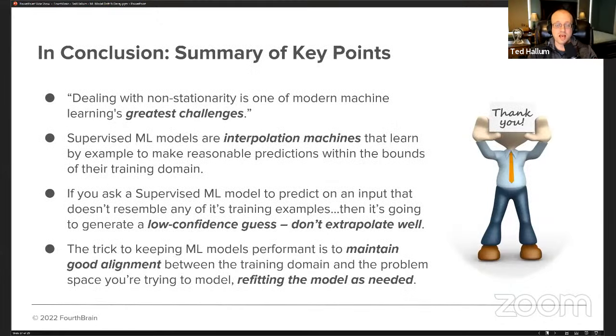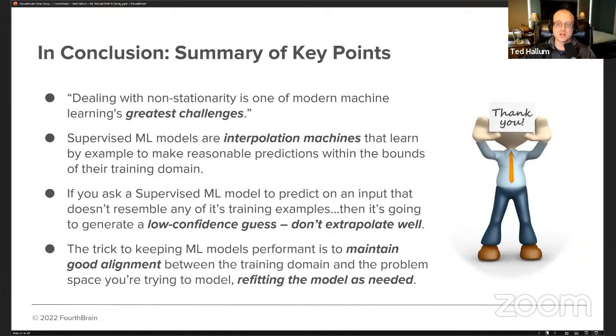Okay, so as we wrap up, a couple of key points to keep in mind. I think the quote from the book produced by MIT Press is critical to keep in mind, and to try to be an evangelist of this quote at your organizations where you work. Dealing with non-stationarity is one of modern machine learning's greatest challenges. I don't think there's ever been anything about machine learning more true that's ever been said. The next thing is, remember what we learned about supervised machine learning models being interpolation machines. As long as the observations that are coming in production fall within the boundaries of the training domain that you have, your model is going to be okay.